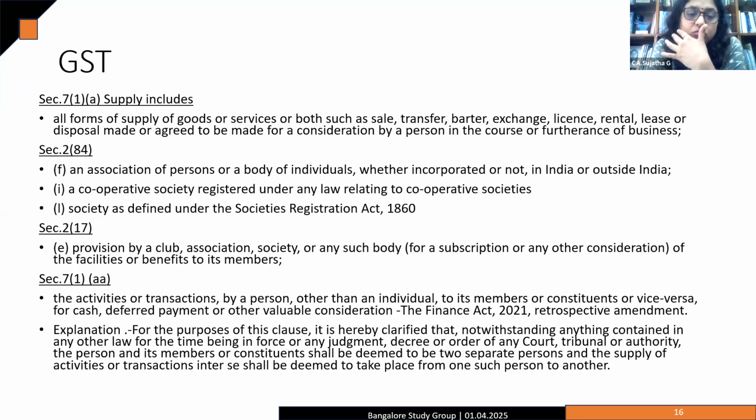But they cannot say notwithstanding, because the principle still remains the same. The principles of mutuality will still remain the same. That is what I'm trying to bring out. It will remain the same, and for the purpose of this provision it will not override. They wanted to deem it. I feel they could have said that the person and its members shall be deemed to be two separate persons, and the supply of activities shall be deemed. That would have sufficed for bringing in the deeming fiction in the concept of supply. They need not say notwithstanding anything contained in any other law for the time being.